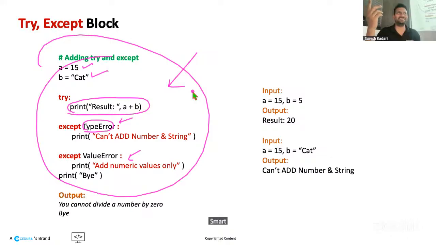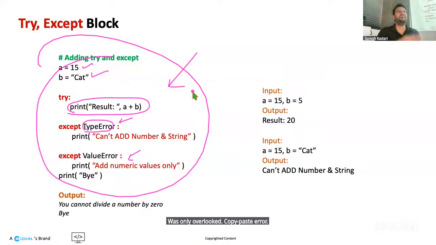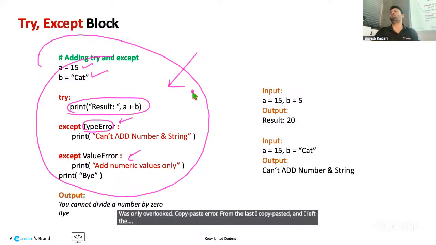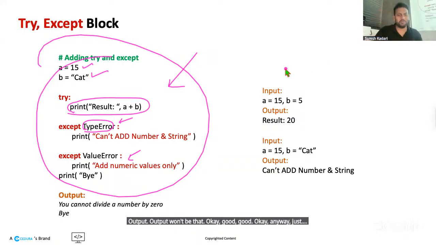Smart guys, two times. The boss's code will not be wrong; the boss only overlooked it. Copy-paste error. From the last one, I copy-pasted and I left the output. The output won't be that. Okay, good. Anyway, just to keep in your mind, always observe the code. Detail orientation, data scientist, detail orientation.